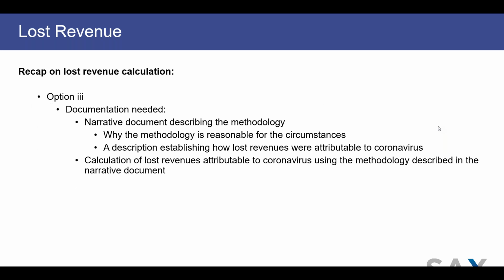Let's just give some more information on option 3. You will have to provide additional documentation. You will have to provide a narrative document describing the methodology. So you will have to explain why the methodology is reasonable for the circumstances, and also a description establishing how the lost revenue was related to the coronavirus. You would also have to provide your calculation of the lost revenue using your methodology.